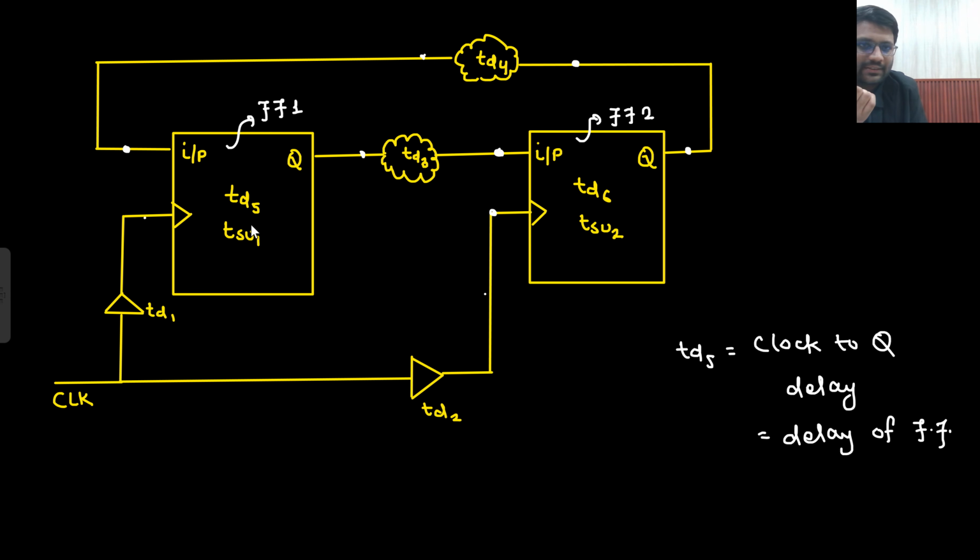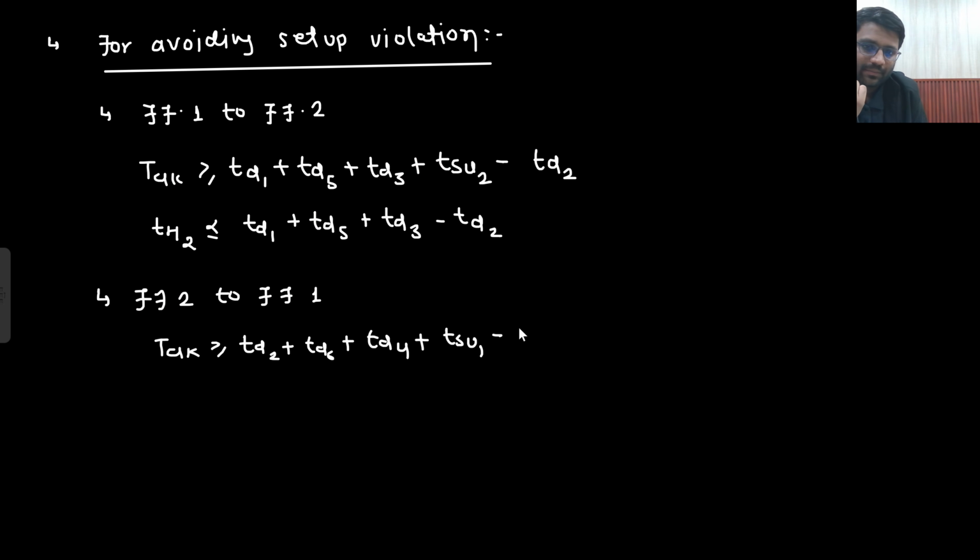Okay, I have reached here. I have added the setup time as well. Now I will ask him that clock is reaching you after how much time? Clock is reaching me after TD1 time. So minus TD1. Understandable? So this is the T clock equation we have written.